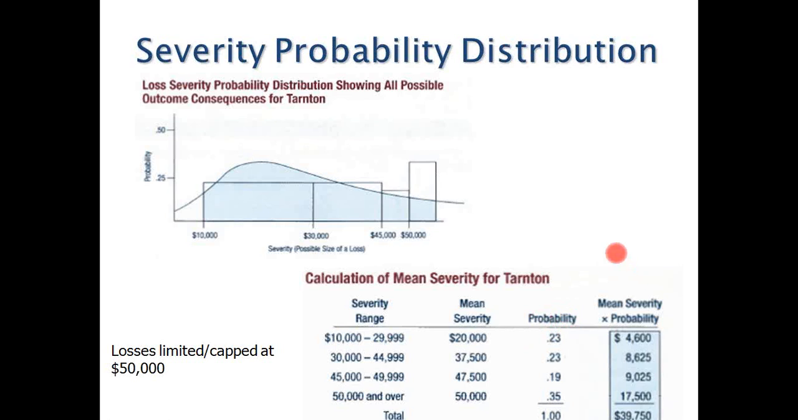And so what you can see here is 0.23 times our mean severity. We come up with 4,600, and you can go through and we add them all up. What this basically is saying is that on average, any given year, we can expect losses of about 39,750. That is most likely where each claim on average is going to equal during that time period, around there, when we add up the probabilities of all those.